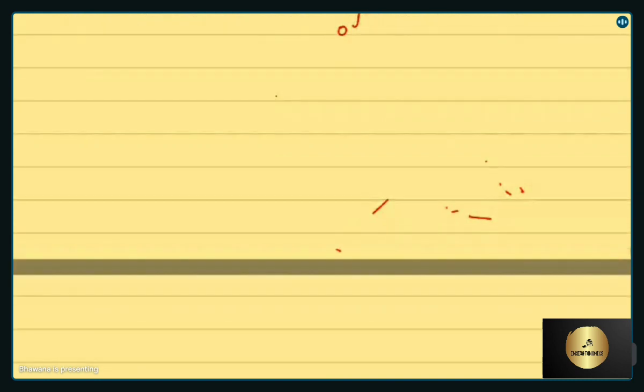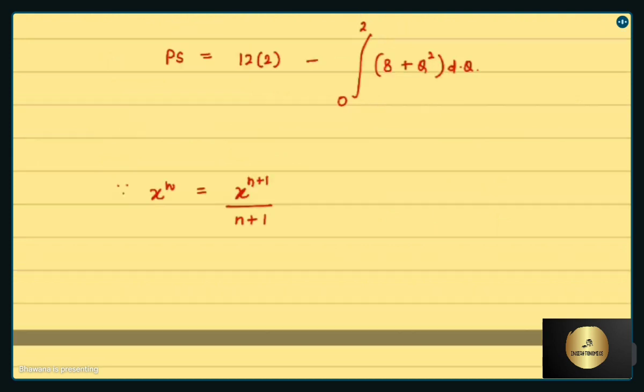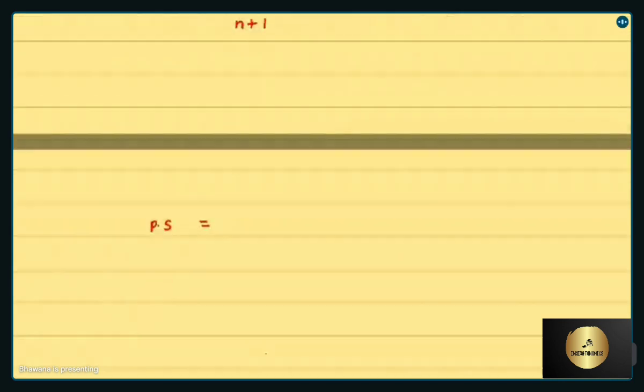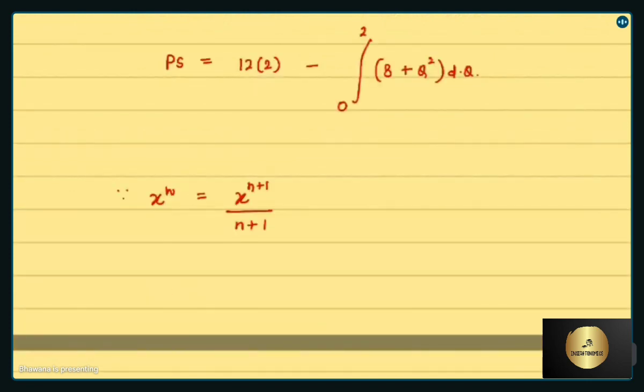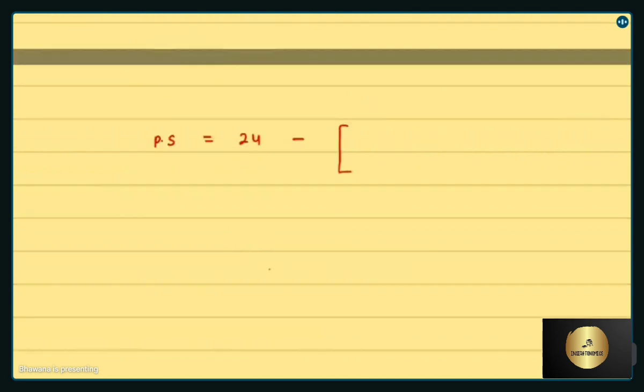So again I'll tell you the basic formula for integration. When x raised to the power n is integrated, you will get x to the n plus 1 divided by n plus 1. This is the general formula for that. So let's solve for this. PS equals P into Q. So what you will get? 24 minus, when you integrate it, you will get 8Q plus Q cubed divided by 3 with the limits 0 to 2.